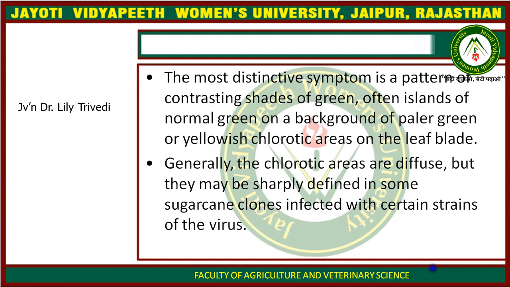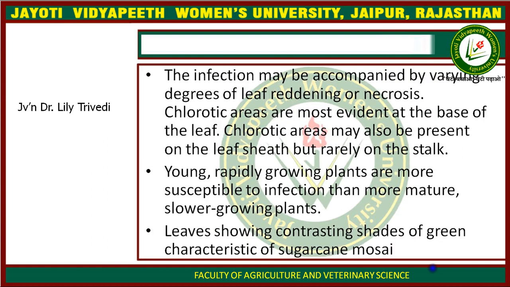Generally, the chlorotic areas are diffuse, but they may be sharply defined in some sugarcane clones infected with certain strains of the virus. The infection may be accompanied by varying degrees of leaf reddening or necrosis. The chlorotic areas are most evident at the base of the leaf. They may also be present on the leaf sheath but rarely on the stalk. Young, rapidly growing plants are more susceptible to infection than more mature, slower growing plants.